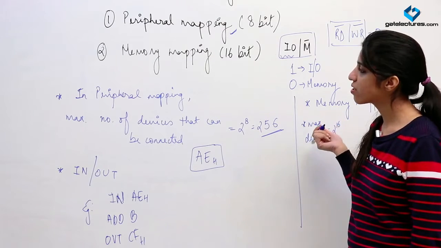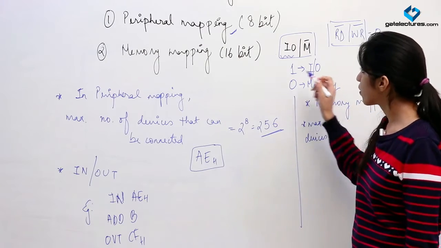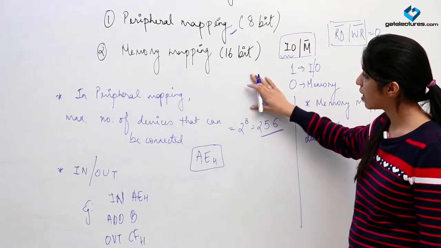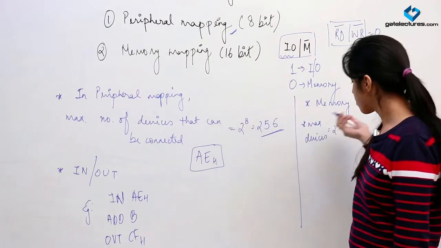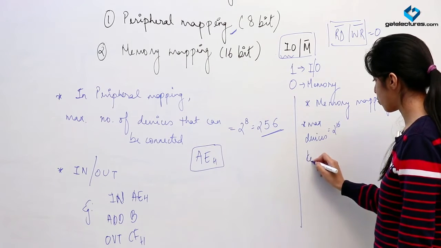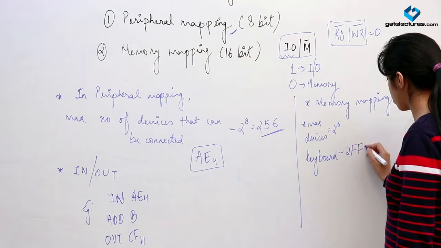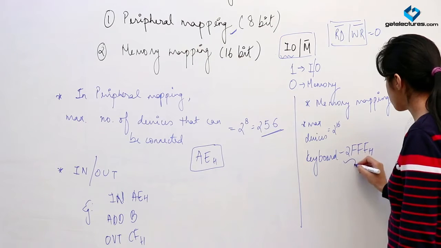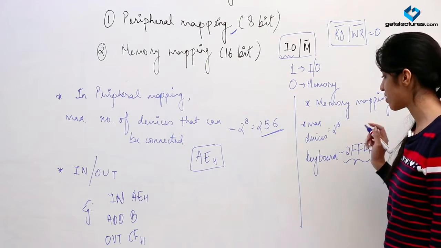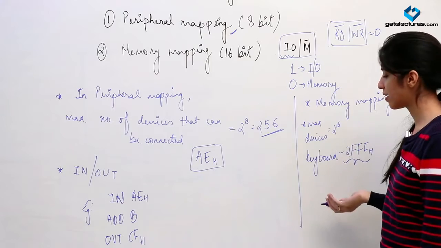But the problem is the size of available memory decreases, because you are treating some devices as memory locations only. We can look at an example. Suppose you have connected a keyboard at location 2FFH. Now you cannot use the same address in the memory also, so addressable, usable memory decreases. So this is a disadvantage with memory mapping, although the number of devices that can be connected increases.